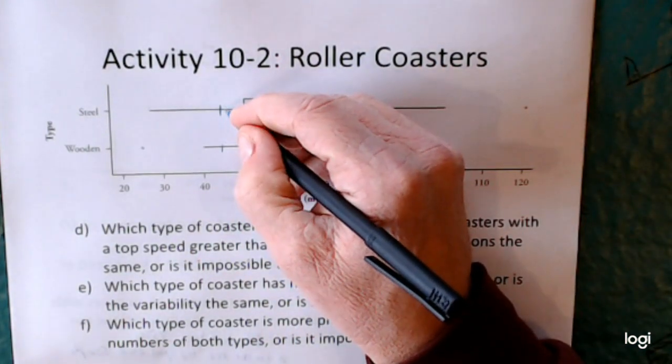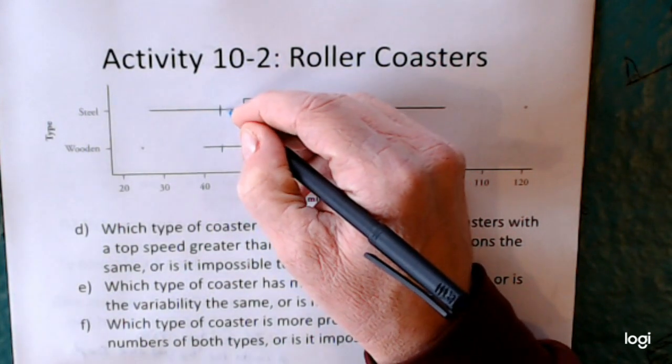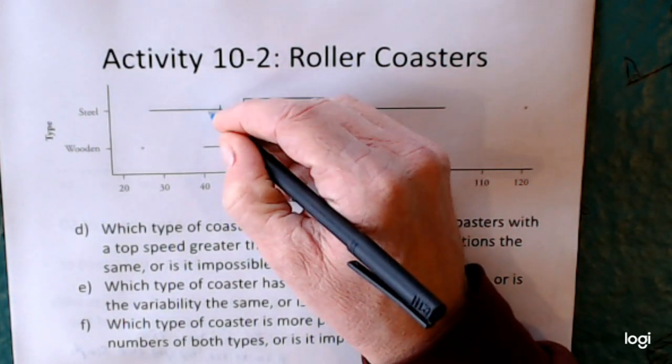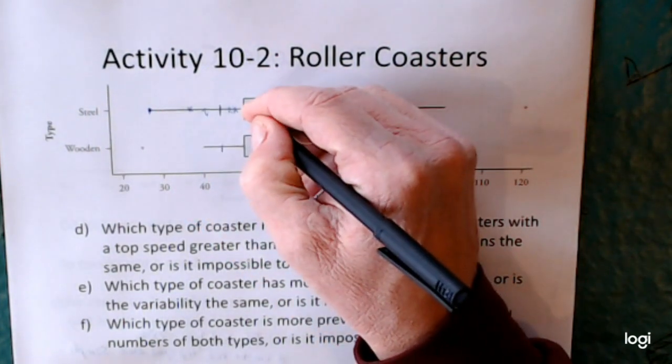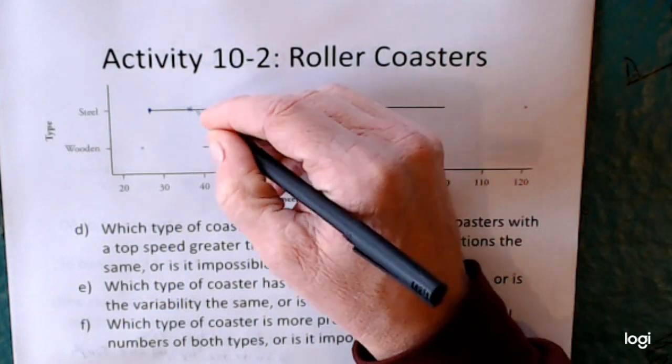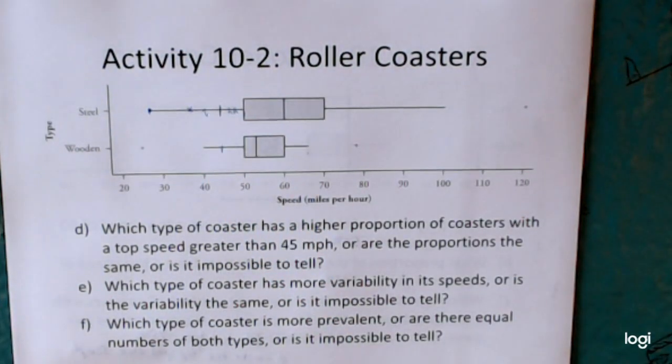Remember that the box plot represents the 5-number summary, and the 5-number summary doesn't tell us anything about the values in here. I know there's a value down here, and I know this is my first quartile, but I don't know how many values are in here, or the proportion of values in there. So I can't answer the question. It is impossible to tell.